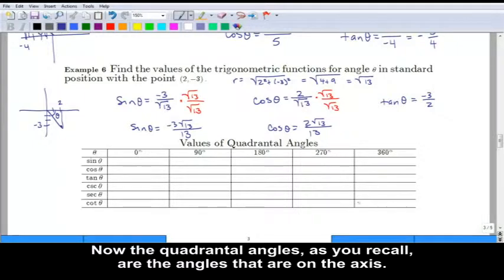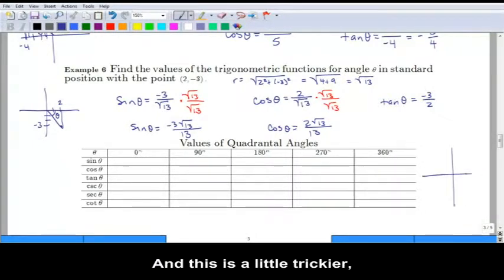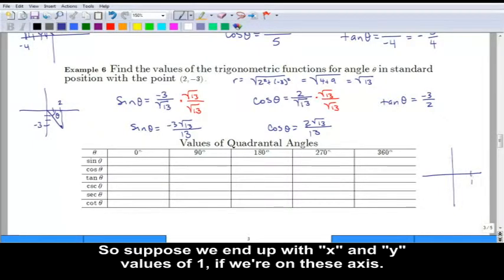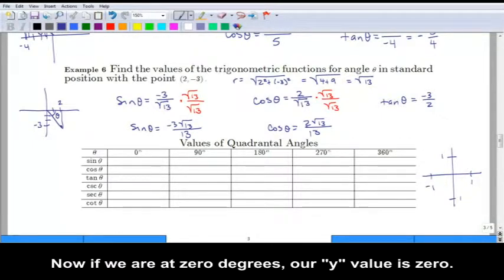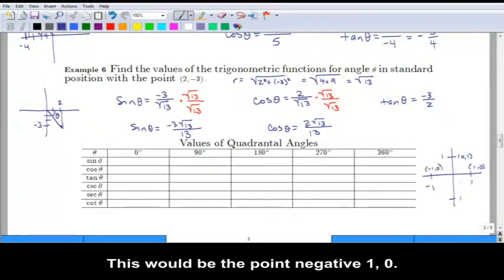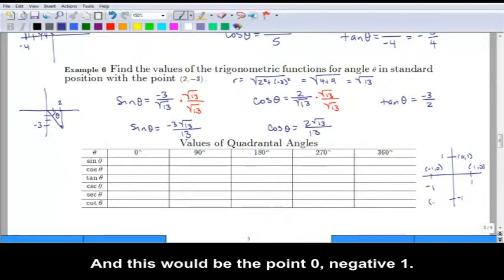Now, the quadrantal angles, as you recall, are the angles that are on the axes. And this is a little trickier because essentially we're dealing with values of 0 and 1. So suppose we end up with x and y values of 1 if we're on these axes. Now, if we are at 0 degrees, our y value is 0. So this would be the point 1, 0. This would be the point 0, 1. This would be the point -1, 0, and this would be the point 0, -1.